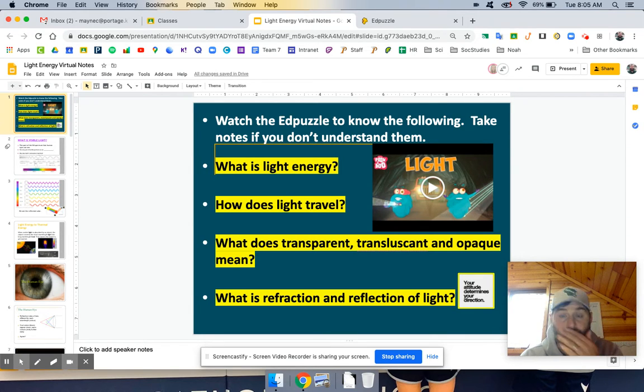There'll be some multiple choice questions that you answer while you are watching that Ed puzzle, but please start with that. If you don't understand any of those terms as you're going through them, please take notes and add those to your energy notes that hopefully you've been taking. If you already know what a term like transparent means, no need to take extra notes on it, unless you feel there's something you did not know. But we're going to talk about a few of those things here too.